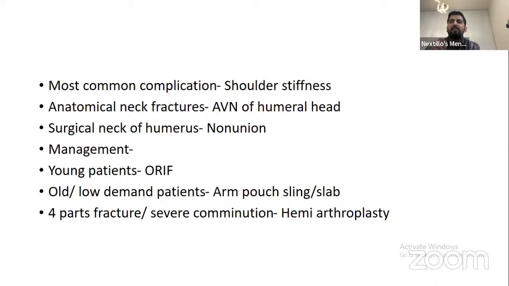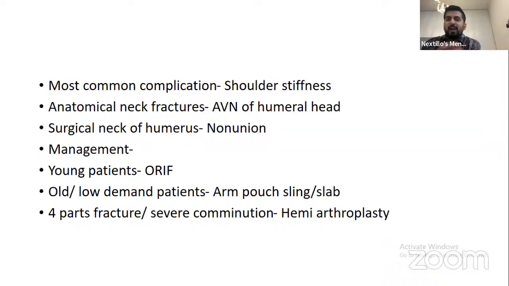The other important one is avascular necrosis of the humeral head, which is seen in anatomical neck fractures. Again, there is homework for you to go and read about what is the anatomical neck and what is the surgical neck, and what is the important structure related to the surgical neck of the humerus. So anatomical neck fractures of the humeral head are associated with a high risk of avascular necrosis, like in the femoral neck, where subcapital fractures are associated with a high risk of avascular necrosis. Surgical neck of humerus fractures may lead to non-unions, while anatomical neck will lead to avascular necrosis.